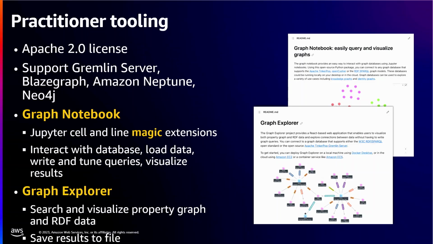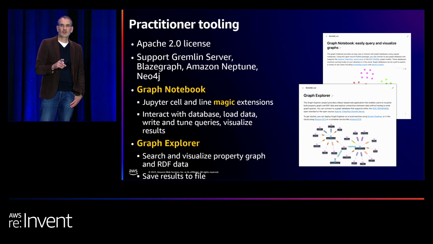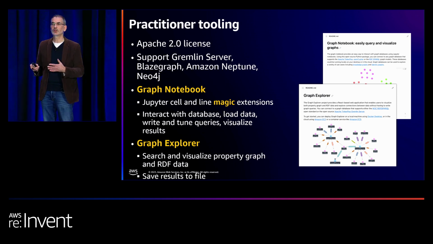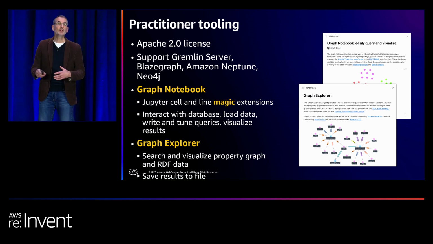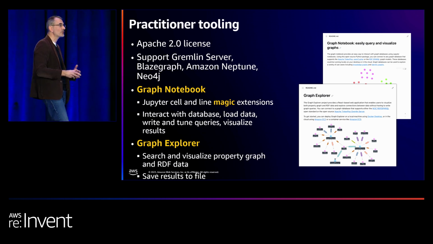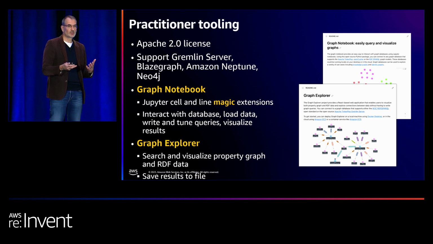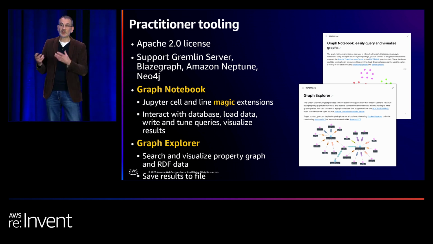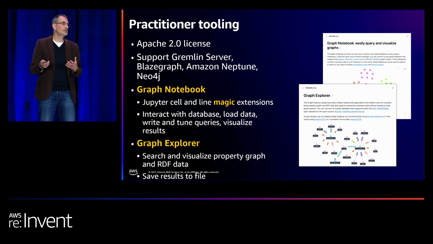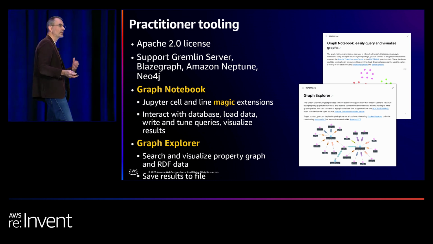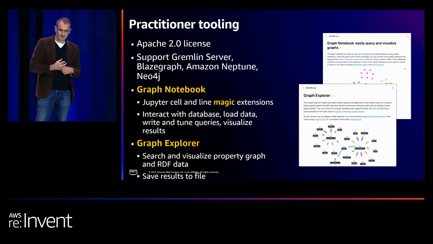So over the last few years, the Neptune team have developed several pieces of open source software that they've contributed back to the graph community. A couple that I want to talk about are the Graph Notebook and the Graph Explorer. So these are both Apache 2 open source pieces of software, and they both work with multiple different graph databases. So different Gremlin server implementations, Blaze Graph, Amazon Neptune, obviously, and Neo4j. So multiple different graph databases, and these tools work with all of them.